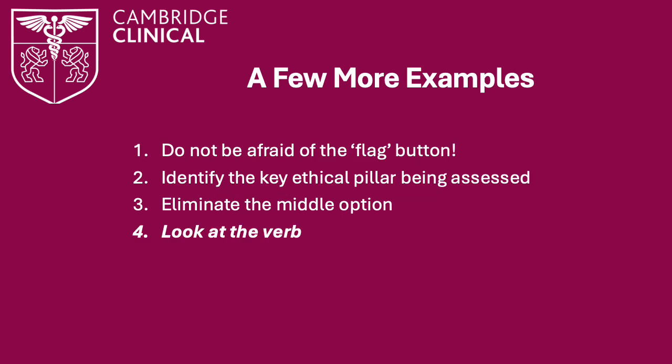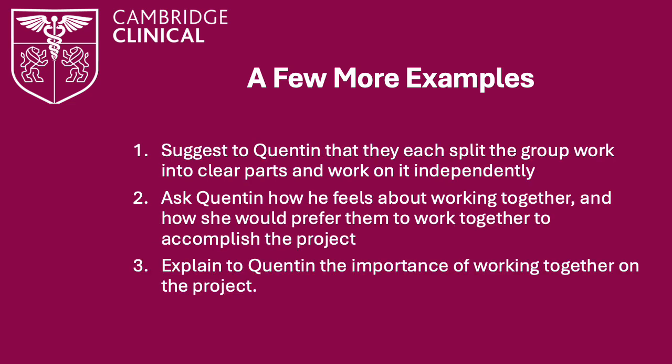Just before we finish this video, I want to give you a few more examples of questions where you can use the 4th tip, looking at the verb, to help you when you're not sure which is the most or the least appropriate option. So in this example, I haven't put the full scenario here just to save time. But in summary, in this question, you're playing the role of a first-year medical student, and there's an upcoming paired project you're going to have to do, paired with someone called Quentin, who's another first-year medical student.